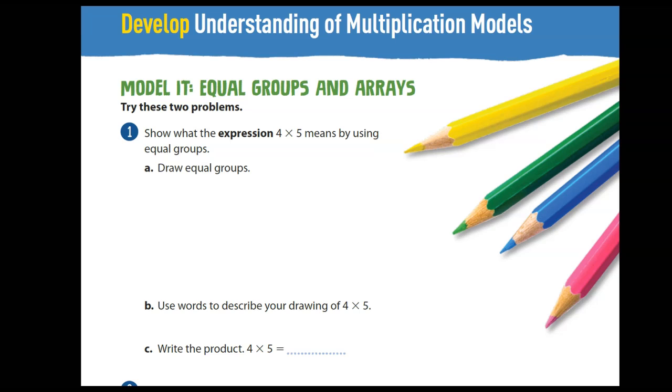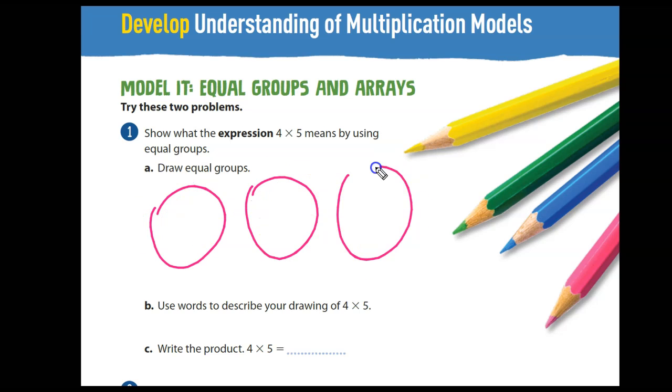So the first factor tells me how many groups I have, right? The second one tells me how many are in each group. So how many groups do I need? 4. Make the groups big enough because you're going to be adding things in the center. 4, right? Yes.